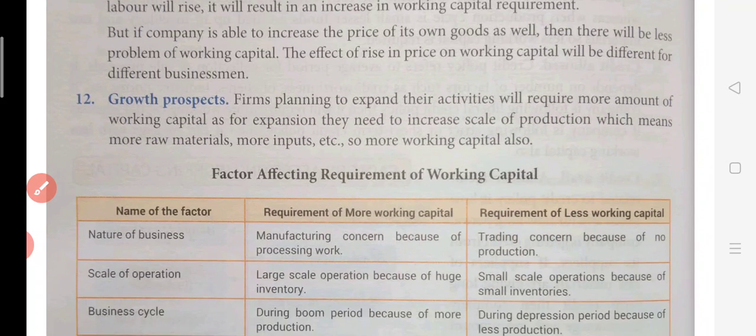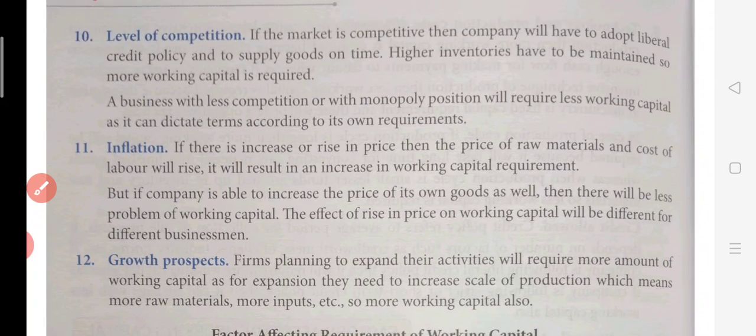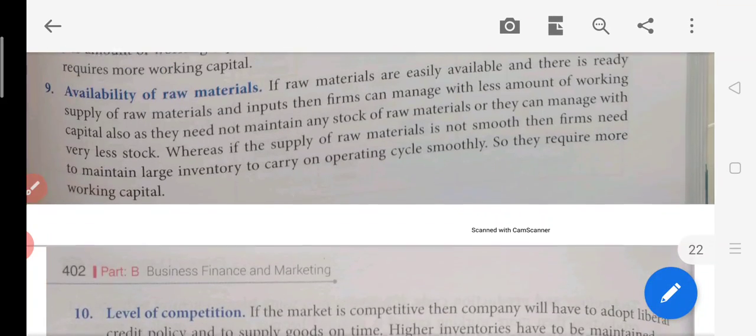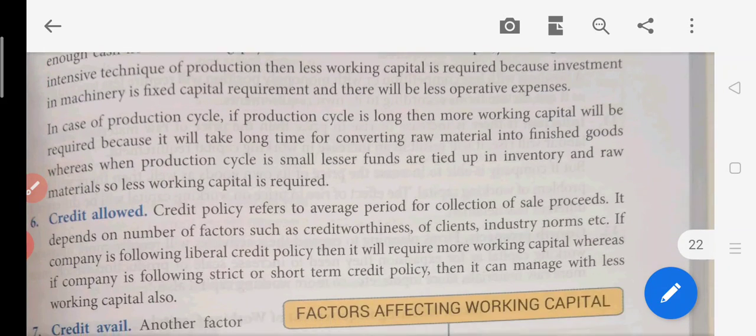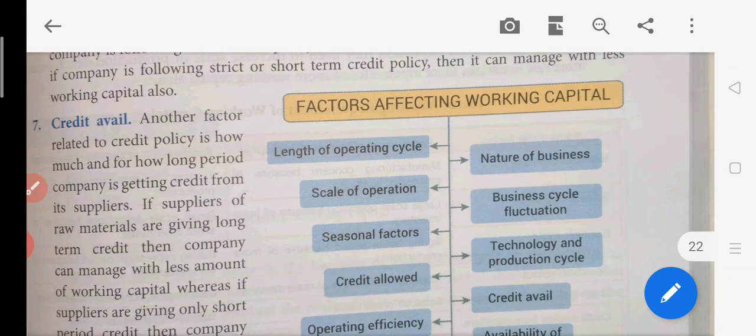That's the thing. Okay, so this was your last part, the fourth, of the financial management chapter. After this we are going to do the next chapter.